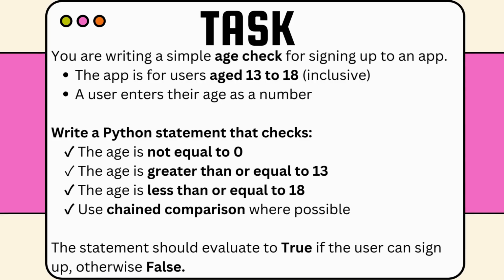So what are we going to do? We have to write a Python statement that checks that the age is not equals to 0, that the age is greater than or equal to 13, and then that the age is less than or equal to 18. Now make sure to use chain comparison where possible because they make our jobs easier. And then the statement should evaluate to true if the user can sign up and otherwise false. So you could pause the video here, try the task and then check if it works right.